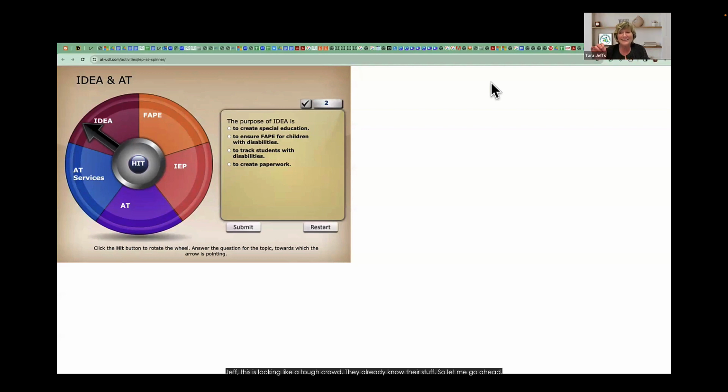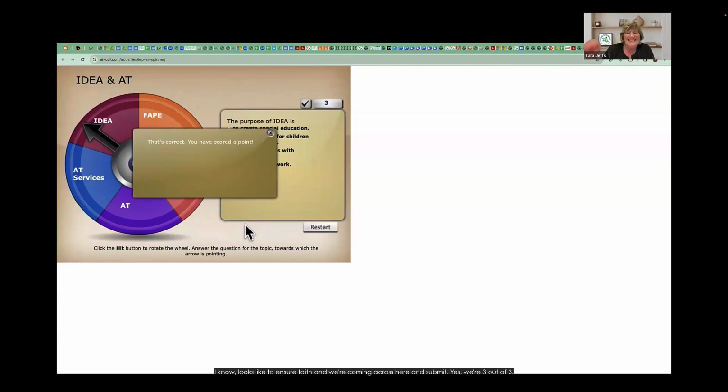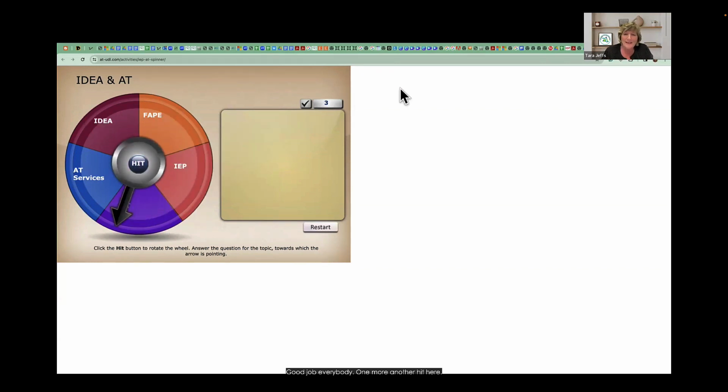I know what we really all want to put there, but the best answer is... Jeff, this is looking like a tough crowd. They already know their stuff. So let me go ahead. I know, one, it looks like to ensure FAPE, and we're coming across here and submit. And yes, we're three out of three. Good job, everybody. One more, another hit here.